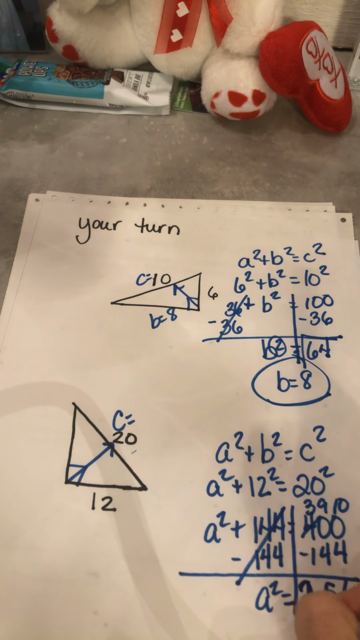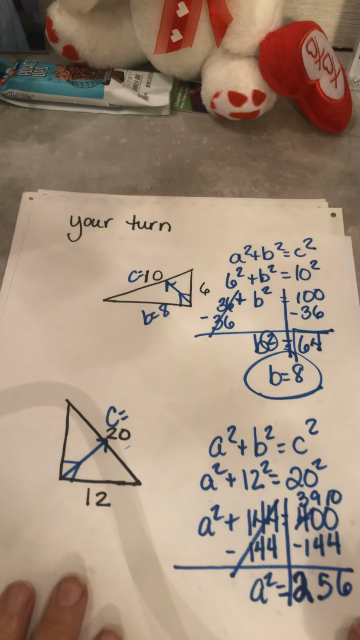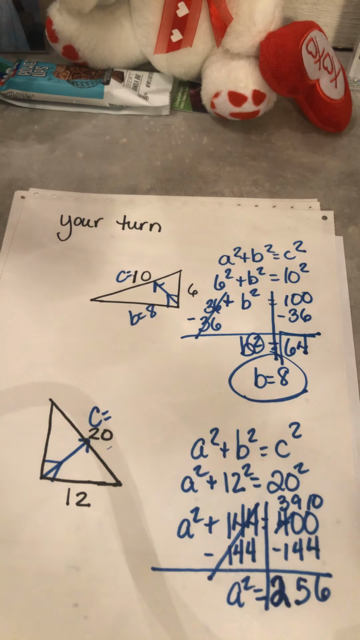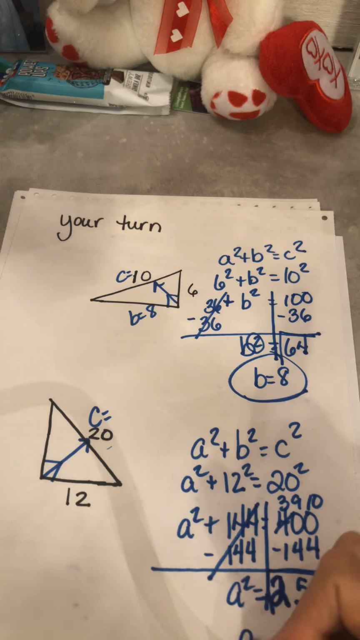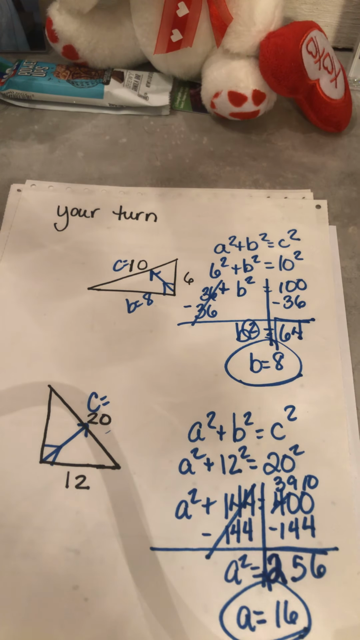I put 256. This is not my night. Okay, so I get 256, and so I put it in my calculator, and I say what times what gives me 256, and the answer is 16. Okay, so if you struggled with any of these, go back and re-look at them. Alrighty.